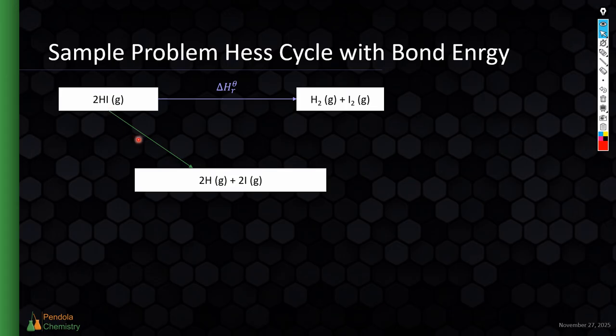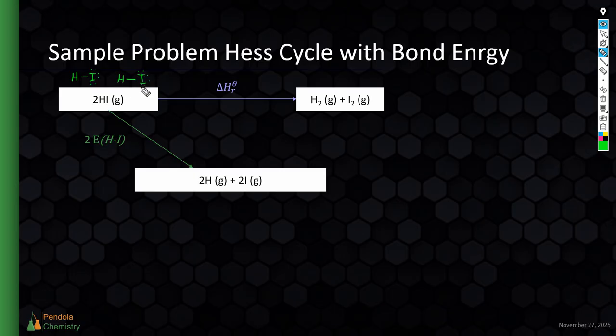So if we look down here, if we grab HI and create 2H and 2I, what we're doing is that we're breaking 2 HI bonds, because why 2? We have 2 HI. HI is just simply a single bond between hydrogen and iodine. So we have 2HI representing HI, and this has lone pairs, even though they're not really relevant right now, and HI.